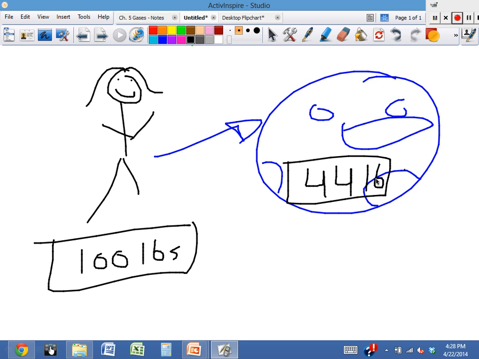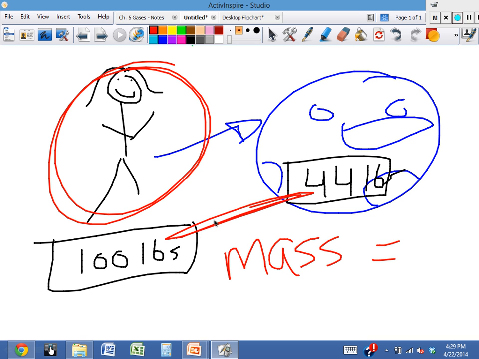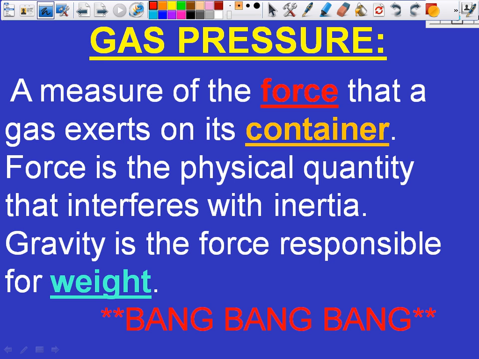Now, what causes her difference in weight? Because the question remains, is Sally still Sally? Yes, Sally is still Sally, so she doesn't change who she is. So her mass is equal, but her weight changes. And so that's kind of what this statement was telling you, is that gravity is the force responsible for weight. So if you change your source of gravity, then you will change your weight.